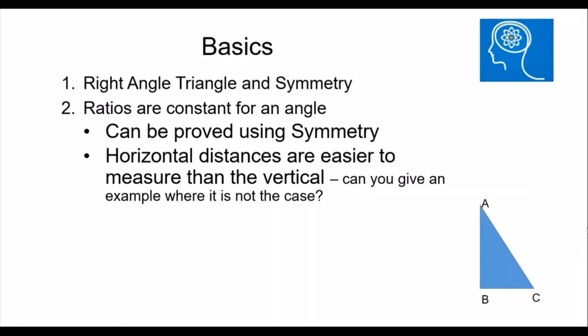Breadth of the road. Breadth of the road will be easier, and that is exactly what we use. Can you tell me a case where the breadth also could be difficult or horizontal distance also could be difficult to measure? Can you think of an example where the horizontal distance is also difficult to measure?